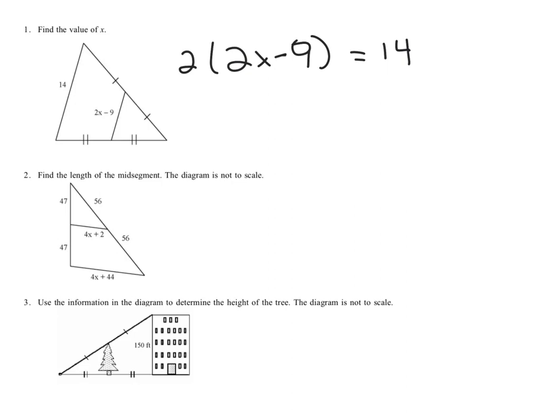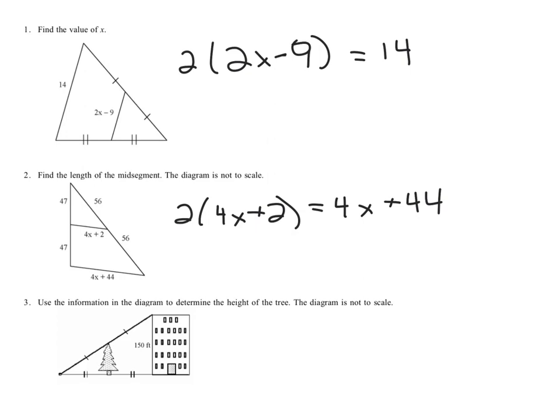Same way, you will take twice the length of the midsegment, and you will set it equal to the length of the side that it's parallel to.